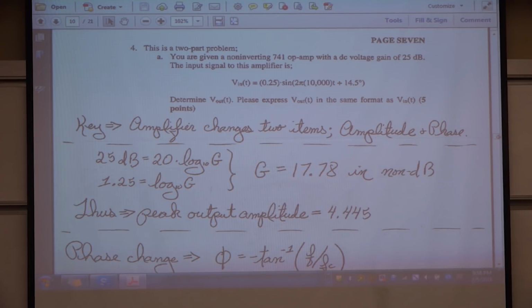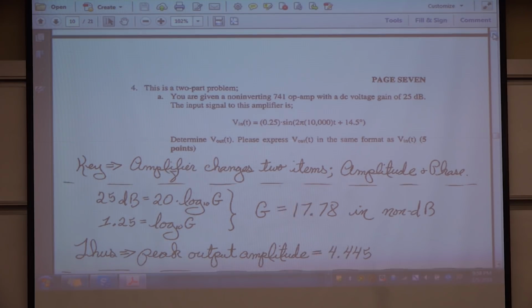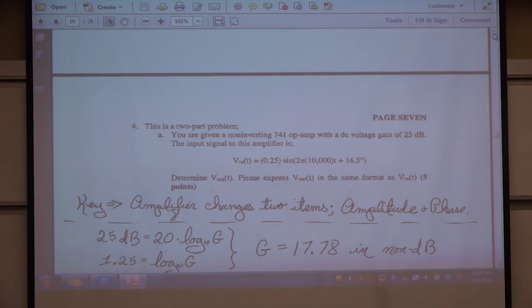All right, so we have a 2-part problem. You have a non-inverting 741 op amp with a DC voltage gain of 25 dB. The input signal is given, and it says determine V out. Now, here's what you need to know. An op amp can change 2 things about the input signal: the amplitude and the phase. In our case, not the frequency. So the amplitude and the phase are going to change.